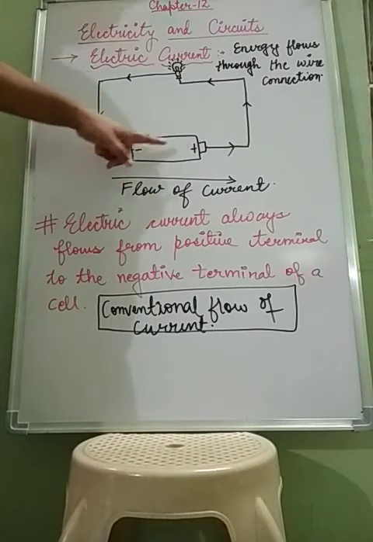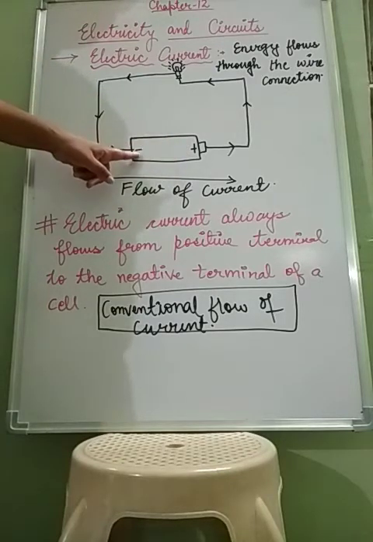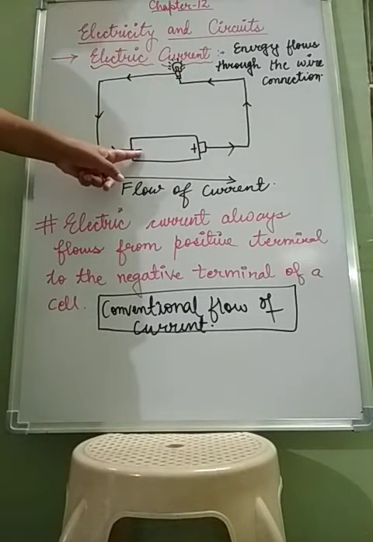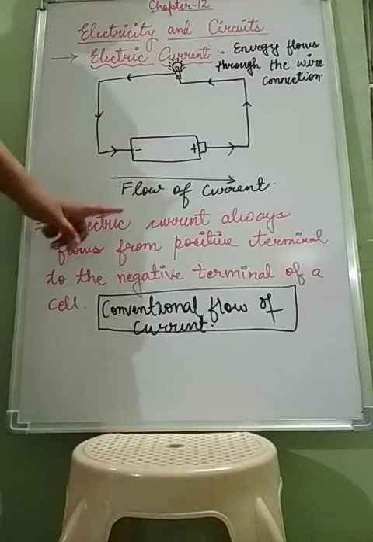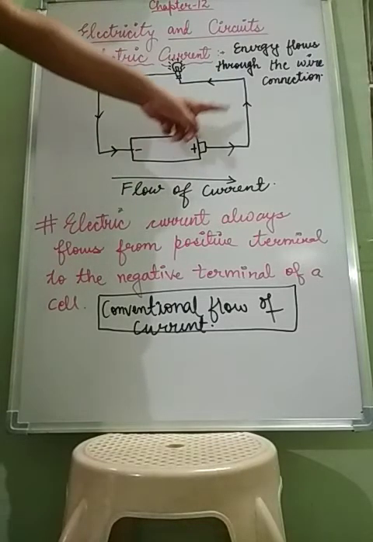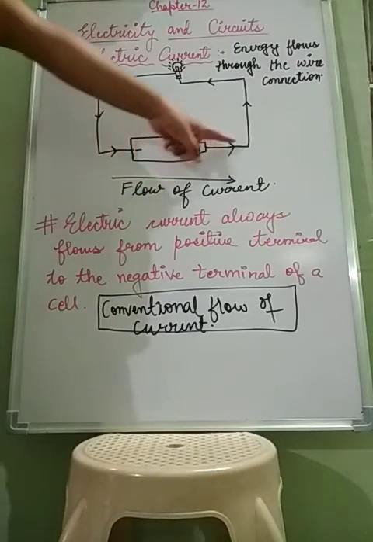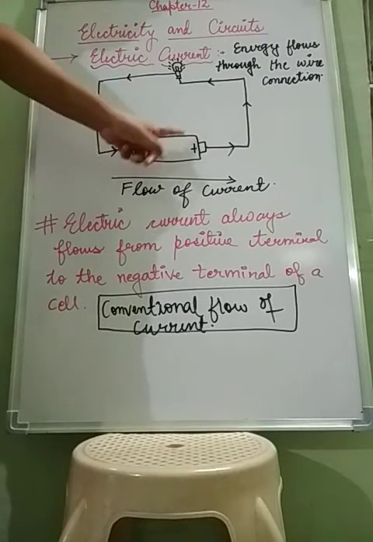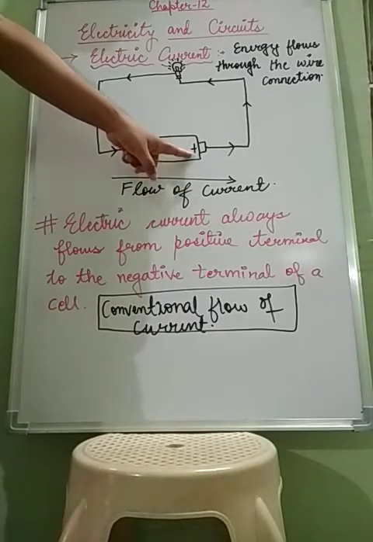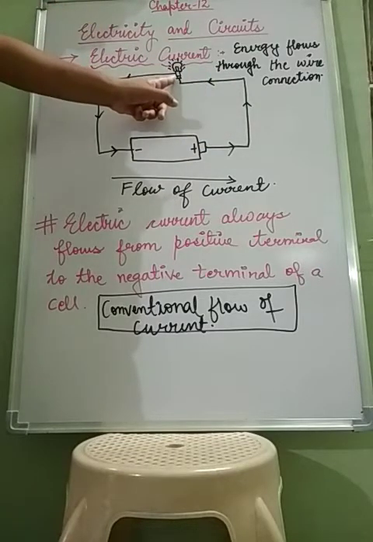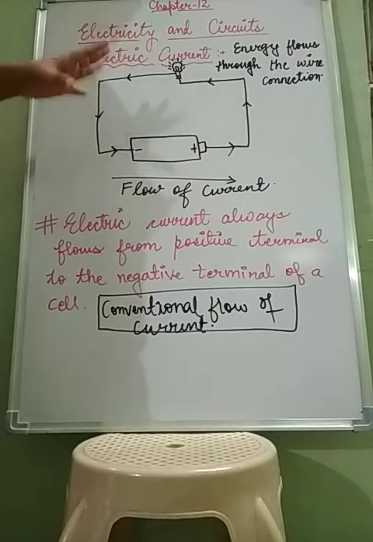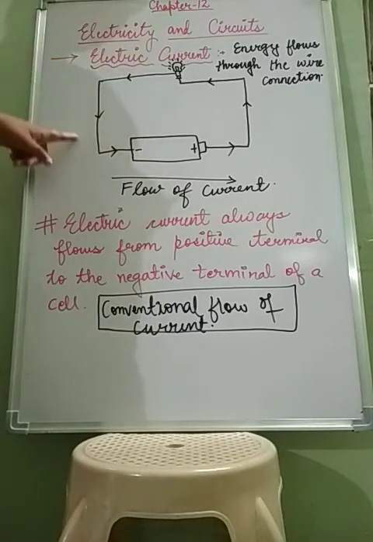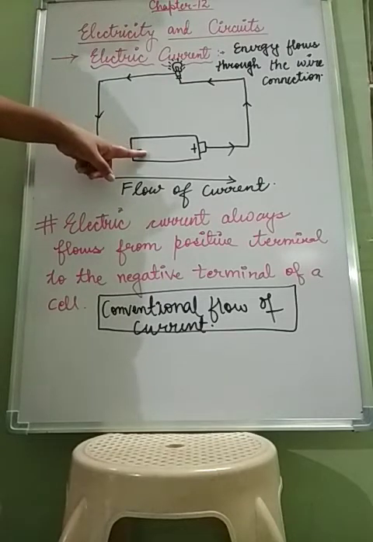Now this one is the positive end, this one is the negative end. The electricity is flowing from the positive end and then moving back to the negative end. The flow of current always takes place from the positive to the negative terminal of the cell. This is the flow of current. The electricity will flow from the positive terminal of the cell and then move to the electrical appliance. Here, instead of a bulb there can be any electrical appliance, and then it will light up the bulb, and then again it will come and join with the negative terminal of the cell.